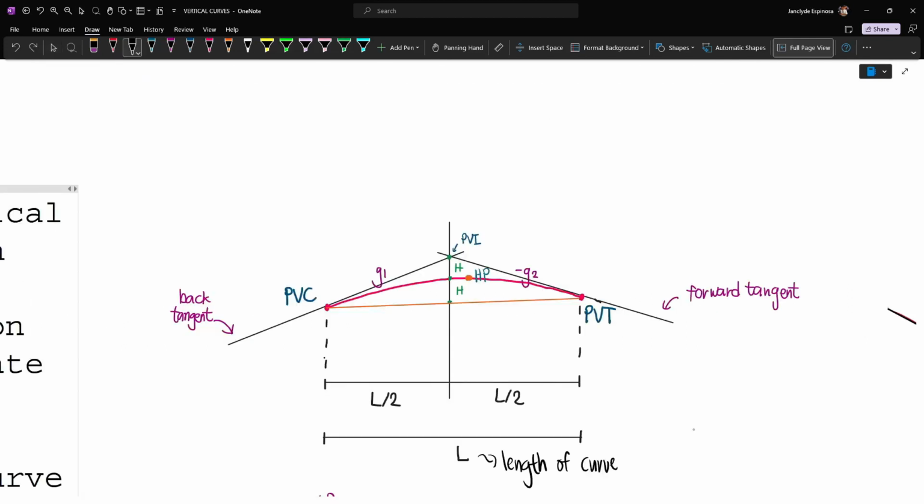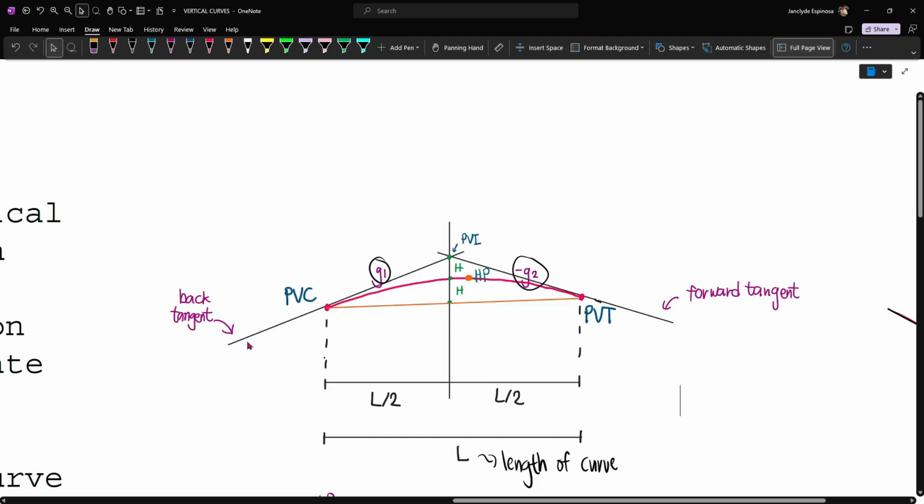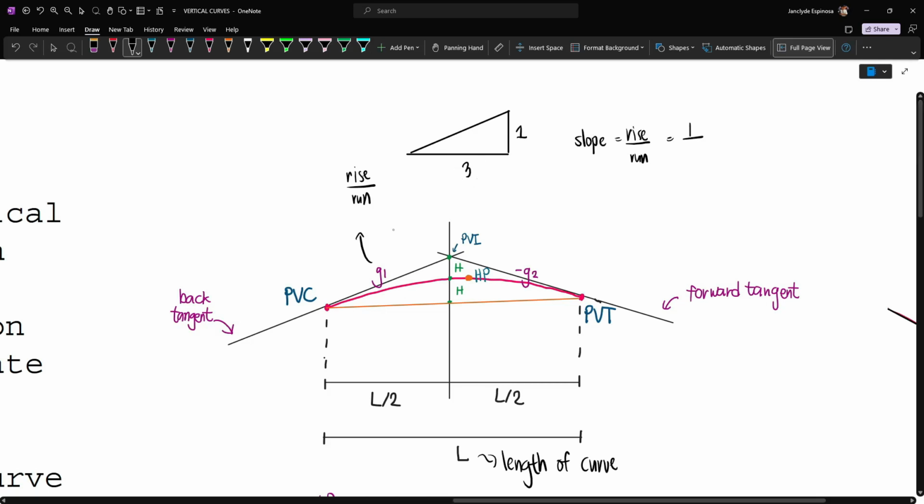Now in our figure, G1 and G2 define the slope of the back tangent and the forward tangent respectively. And if this defines the slope, then this is equal to rise over run. Just so that you can see what this is, let's say we have a triangle, and let's say this is 3 while this is 1. So our rise over run will be the slope. Since our rise is 1, we have 1 divided by the run, which is 3. And so this is the simple definition of a slope.